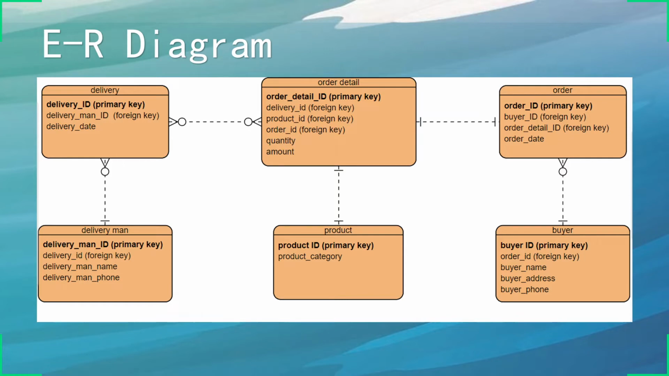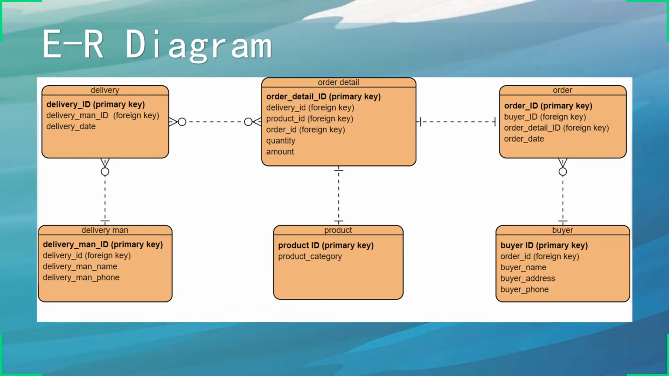Well, first of all, this picture is the ERD of our furniture website. It has a total of 6 tables, namely delivery, delivery man, order, order detail, product, and buyer. There are many connections between them.